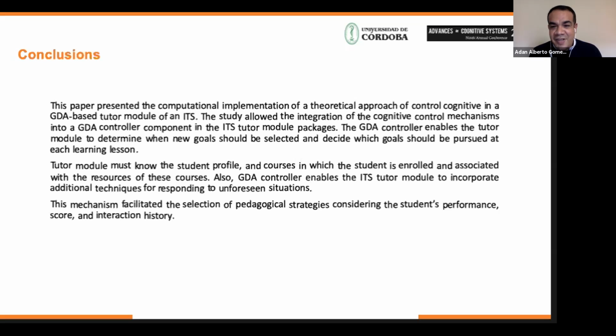These mechanisms facilitated the selection of pedagogical strategies considering the student's performance, score, and interaction history. This ITS has a limited set of decision algorithms. In future research, we will develop a cognitive system that will use deep learning algorithms to improve this process of decision-making. Also, this cognitive system will have introspective monitoring procedures that will significantly improve the system's performance.